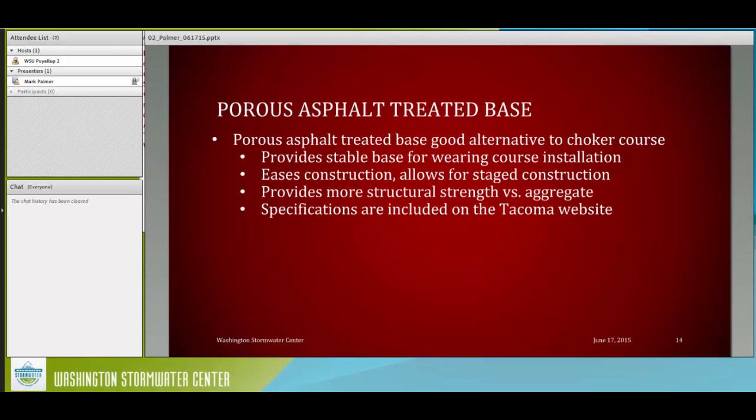It can actually allow for stage construction. You could allow some traffic on there as long as you're making sure that the equipment or whatever traffic is on there is clean so you don't clog your pavement. But you could have it staged and allow some traffic on it before you put the actual final wearing course down. Obviously, it provides more structural strength than the aggregate itself. The aggregate, especially since it is loosely interlocking, doesn't provide a lot of structural strength. The asphalt-treated base is almost like another layer of asphalt. Applications are not only included on the Tacoma website, but they are a Washington State APWA GSP.